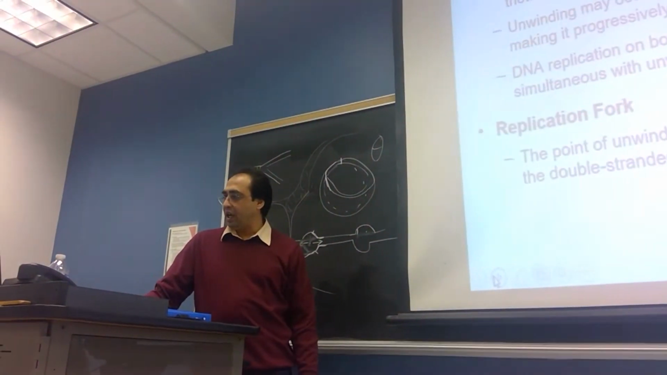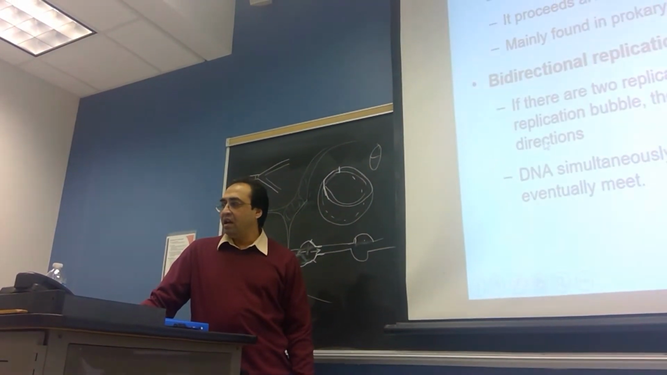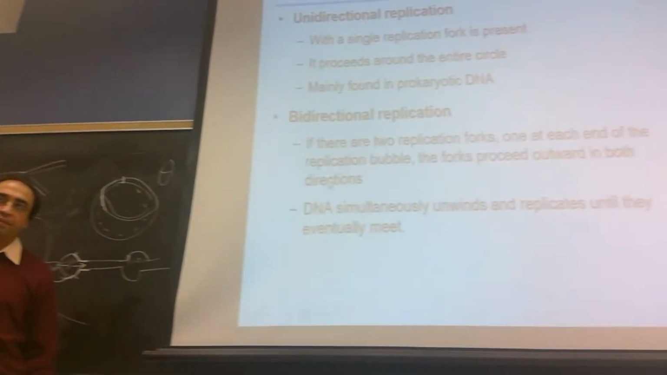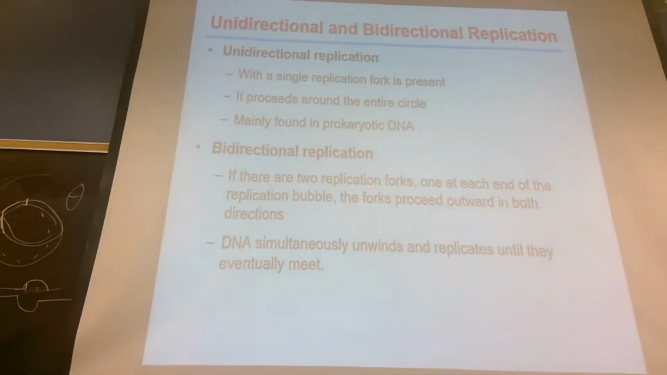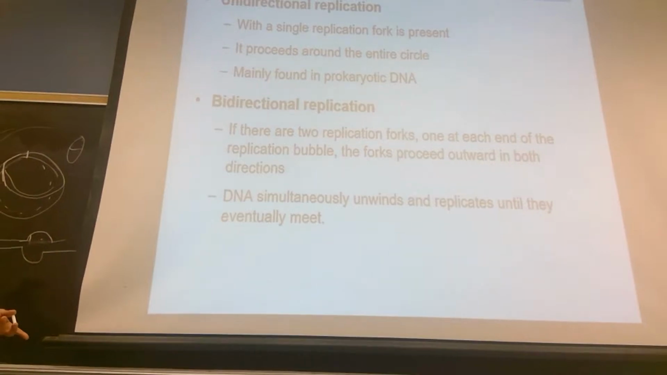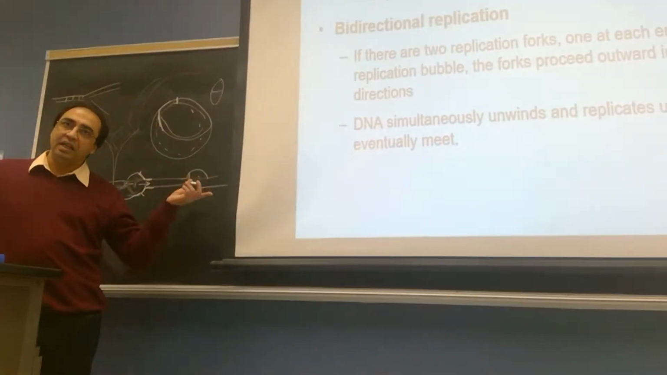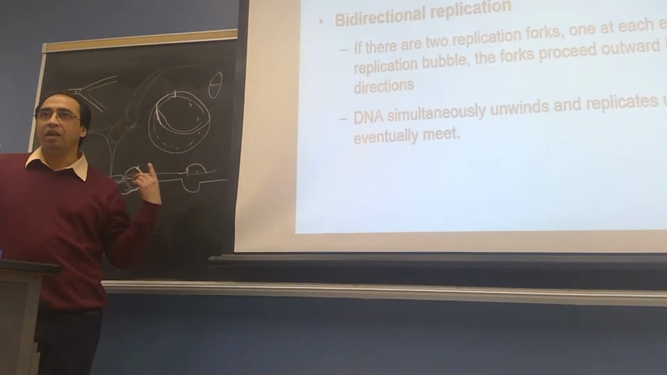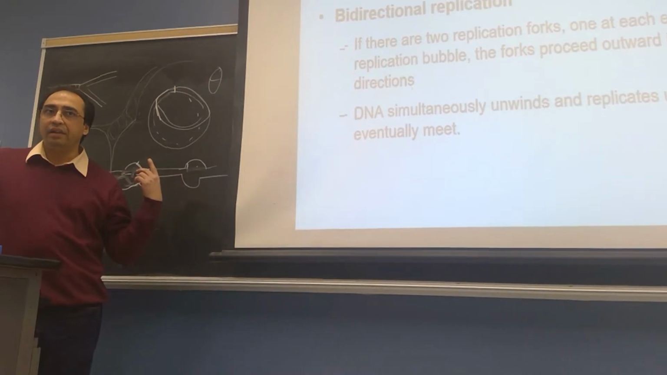Because the eukaryotic chromosome is very, very long, that's why they need this kind of replication process. So if the replication is one direction only, that is unidirectional replication. If the replication is in both directions, that is bidirectional replication. And unidirectional, the example is rolling circle replication. Bidirectional is bacterial replication and eukaryotic replication. Clear?